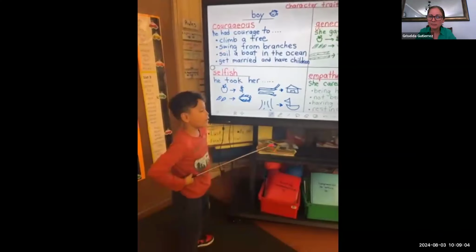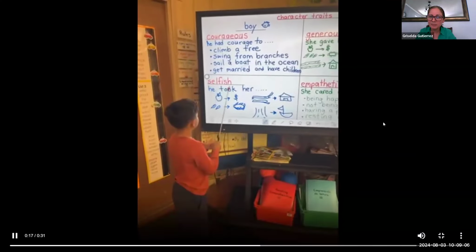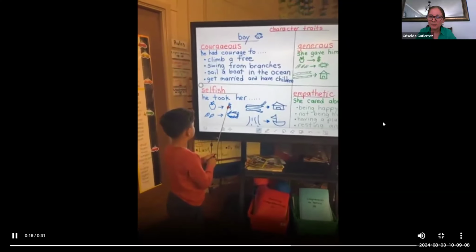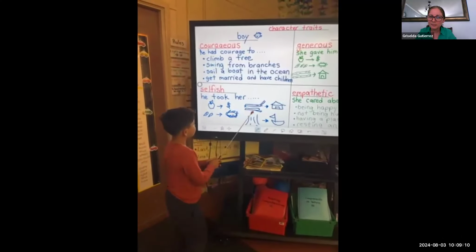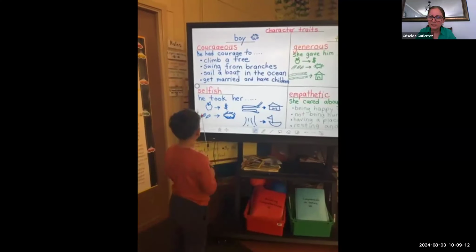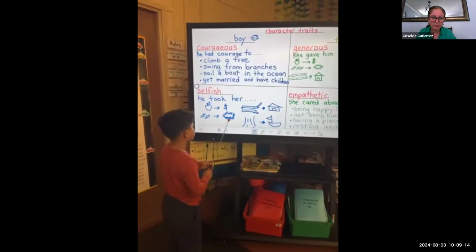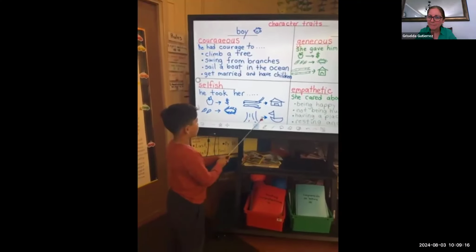The boy was courageous. He climbed a tree, from the branches saw a boat in the ocean, and got married. But the boy was selfish. He took her apples, branches to make a house, to make a boat.